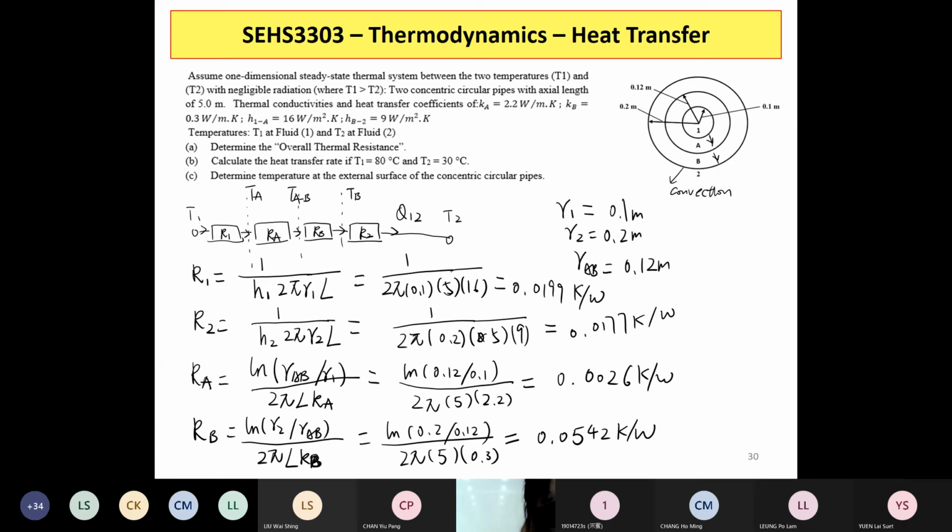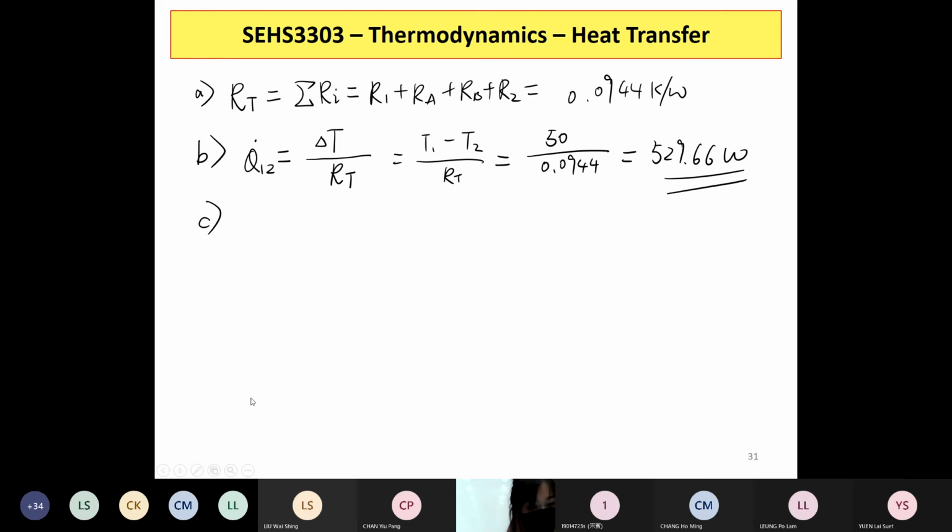The last question is that we'd like to determine the temperature at the external surface, the outer surface. That should be TB, right? The temperature at the outer surface of pipe B. That should be TB. So we can just have a look at this part, because the Q dot is the same during the whole process, right?